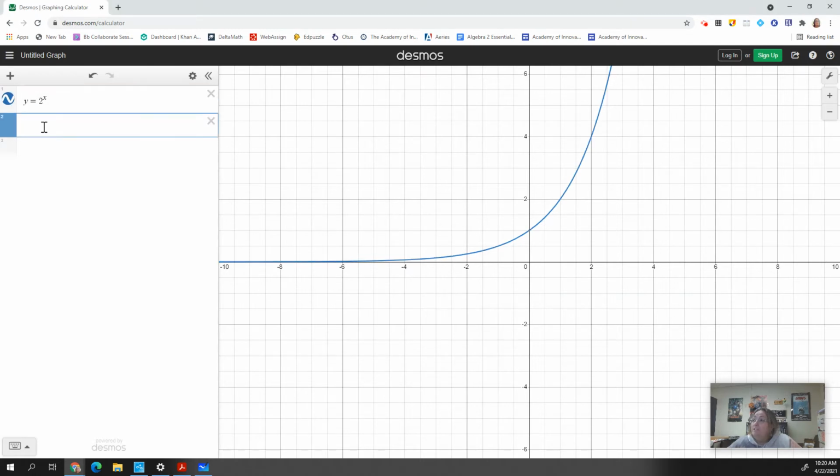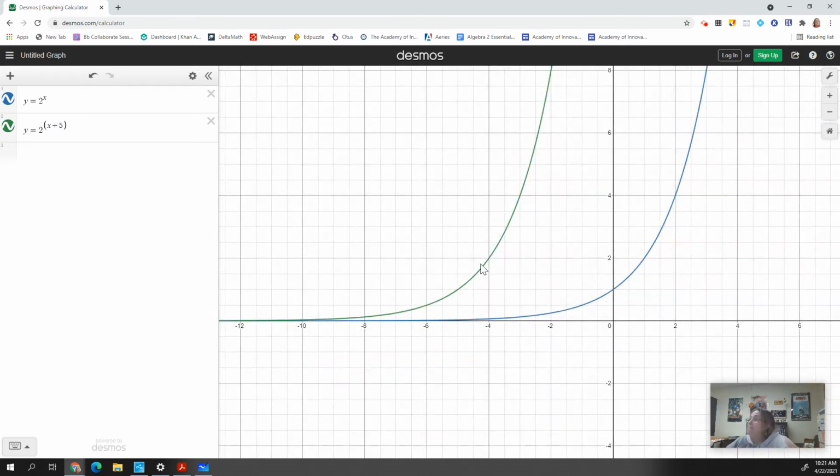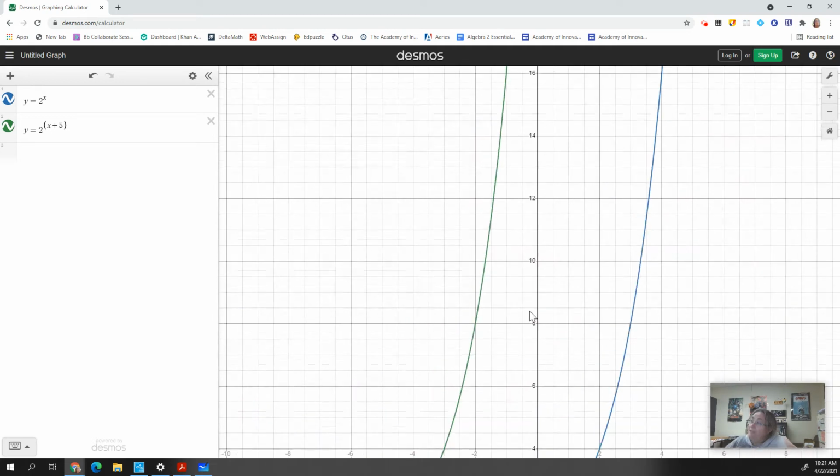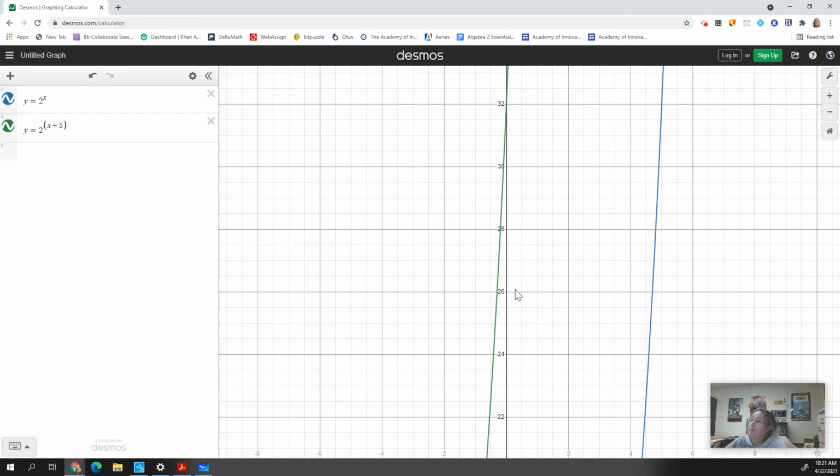Our new one that we just worked on, I could write in as y equals 2 to the, I'll put it in up here in parentheses, x plus 5. And so here's our new one, right? It's the same graph moved over 5 places. We still can't see our y-intercept in it, right? Because we'd have to go all the way up to 32 to see where it crosses, right?